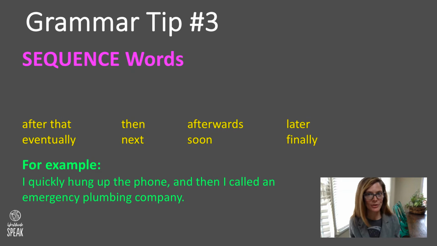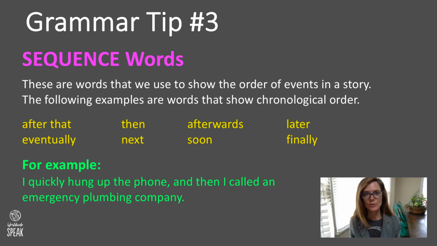Last, my third grammar tip for your narrative paragraph. Sequence words. These are words that we use to show the order of events of a story. Often in a narrative paragraph, we're telling how something happened. And the following words are examples of words that we use to show chronological or time events that occur in order.